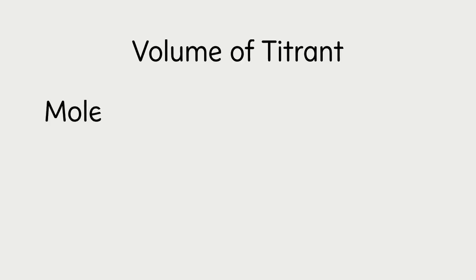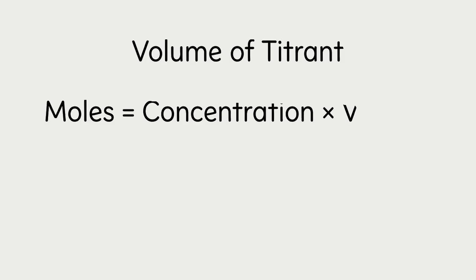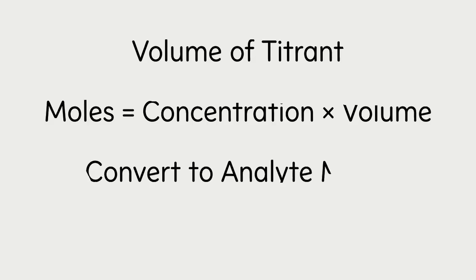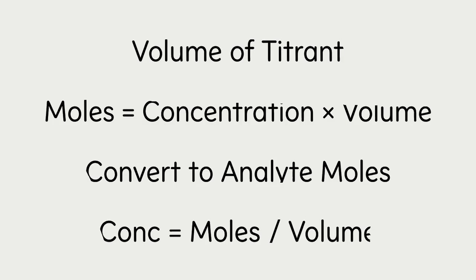Once the endpoint is reached, the key measurement is the volume of titrant used. Because the titrant concentration is known, you calculate the moles of titrant using moles equals concentration times volume. Those moles are then converted into moles of analyte using the stoichiometric ratio from the balanced equation. Finally, you divide the moles of analyte by the original analyte volume to obtain its concentration.